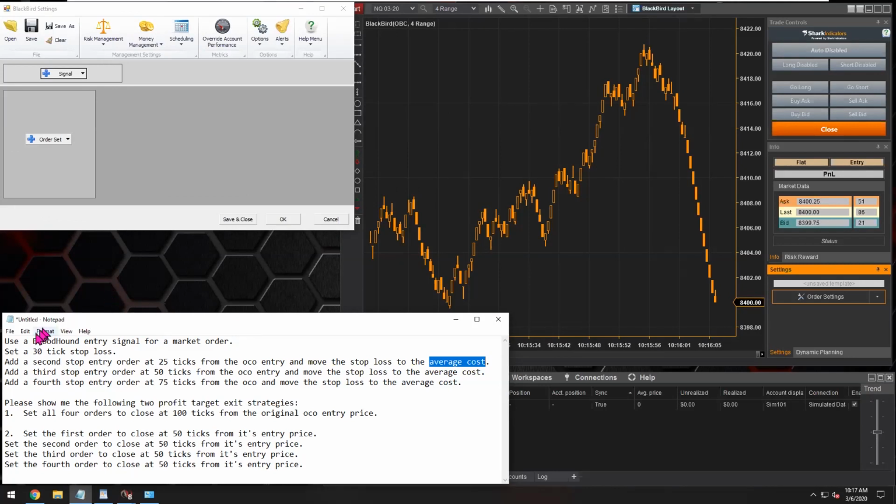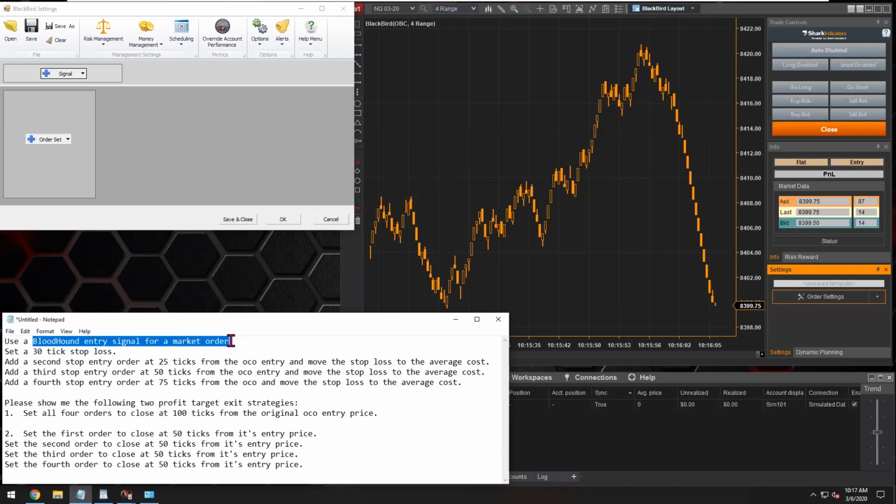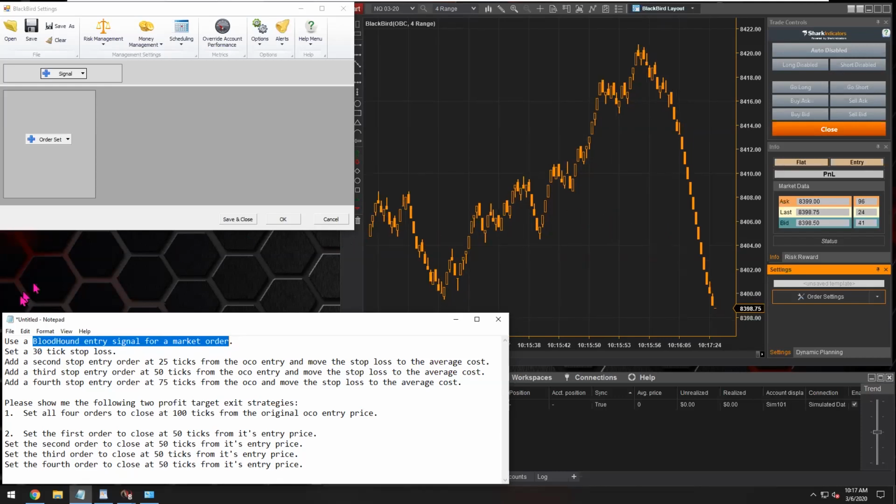So this is going to be an automated system with a bloodhound signal, but that's not really the key to this question. So I'm not going to plug in a bloodhound signal. It's just going to hinder the testing, because it would require generating some perfect conditions. I'm just going to use the chart trader buttons. And our stop loss is going to be a 30 tick stop loss.